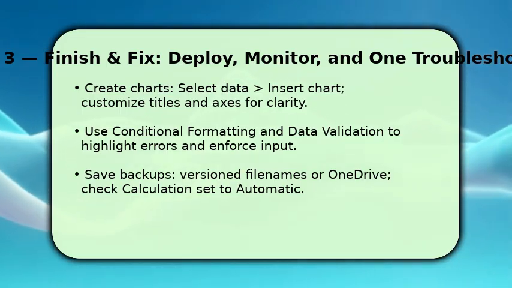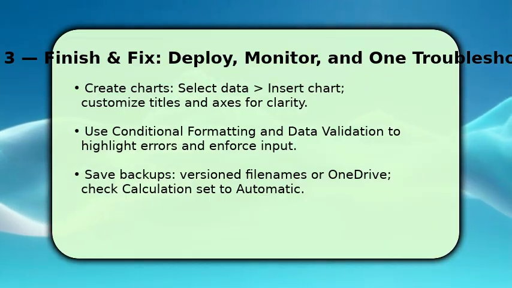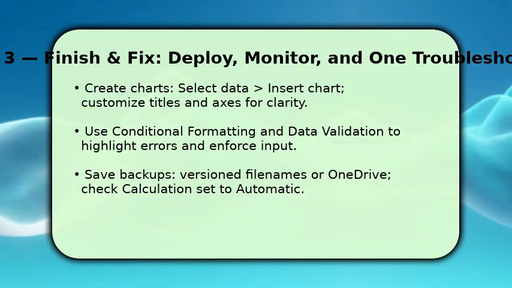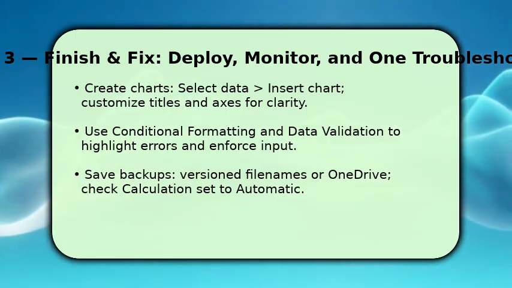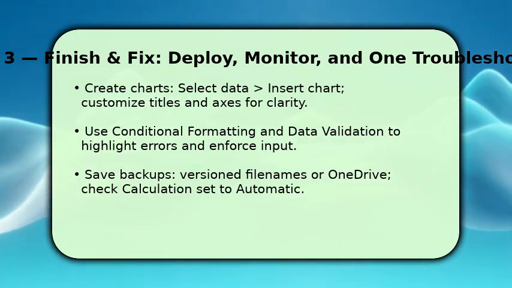Save a backup copy or enable OneDrive versioning so you can revert if needed. If calculations seem wrong, make sure calculation is set to automatic and check for accidental text in numeric cells.